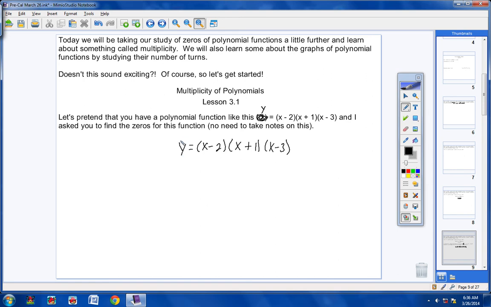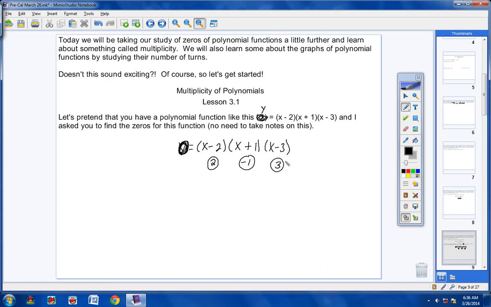X-intercepts. And if you're finding the x-intercepts, then everywhere there's a y, you're going to put a 0. So if I put a 0 right here, then obviously the right side is already factored for you. This is really easy. I mean, set this group equal to 0, you would get 2. Set this group equal to 0, you would get a -1. And set this group equal to 0, and you would get a +3.